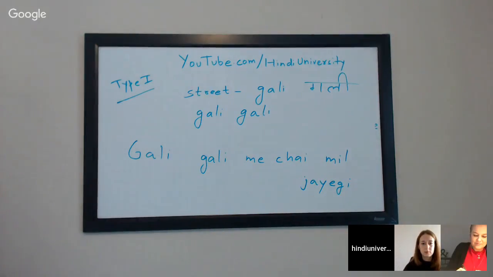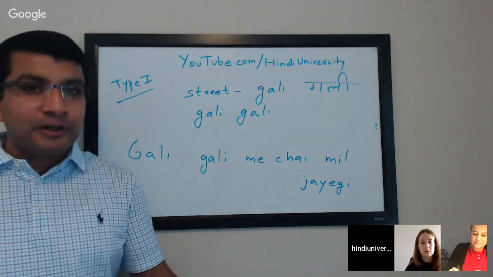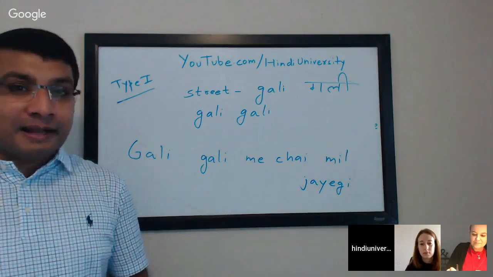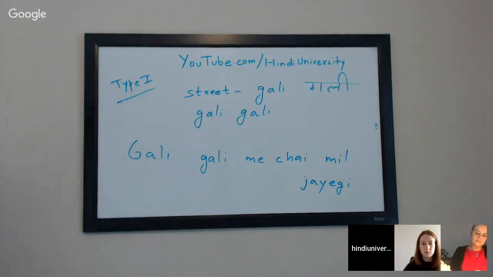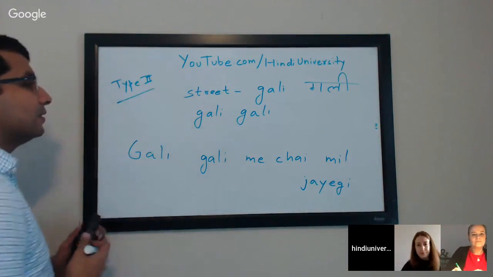Okay, so again to summarize, type one sentences are where you take a noun and repeat it twice to enhance the beauty of a sentence. So we'll jump to type two, which is how to use a pronoun in the reduplication sense. Okay, so let's start with that.